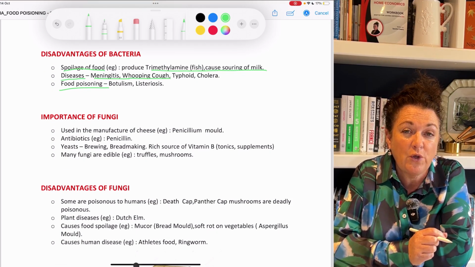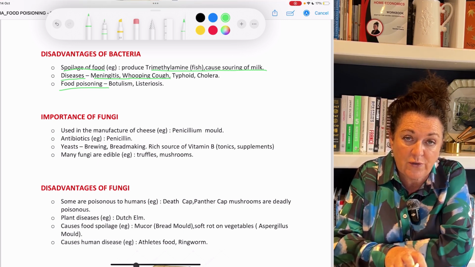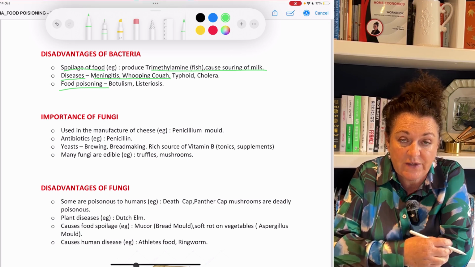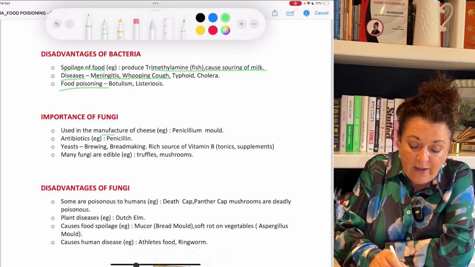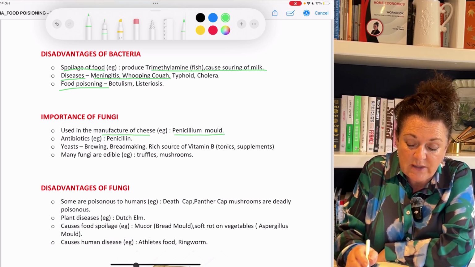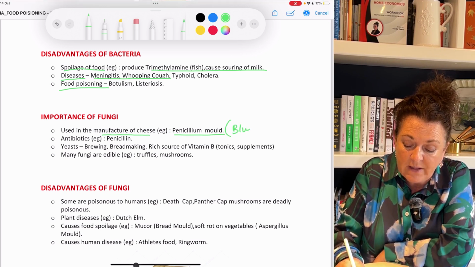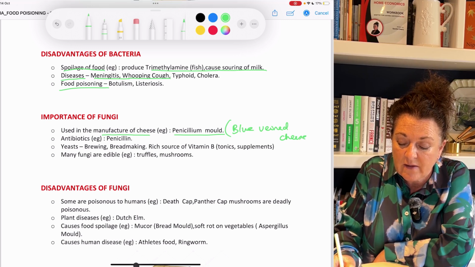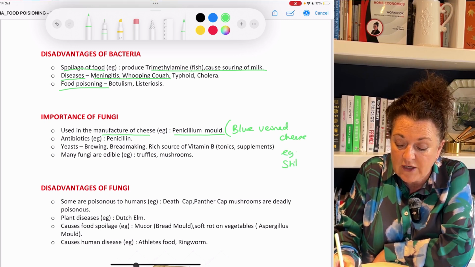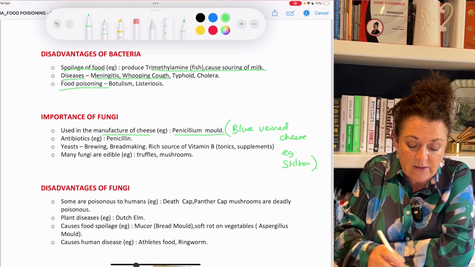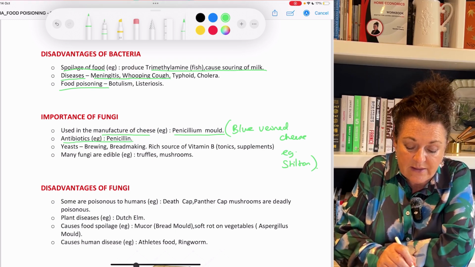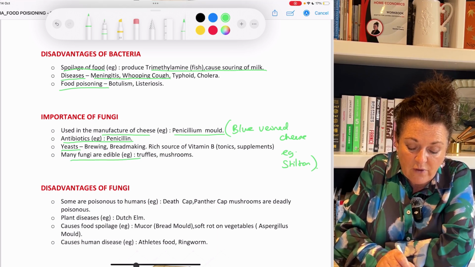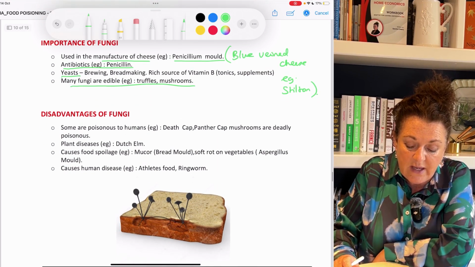In fact, I'll be giving you a very detailed note rather than just what we have here on the role of bacteria, mold and yeast in food production. So the manufacture of cheese, blue-veined cheese, the penicillium mold is used in. So blue-veined cheese like Stilton, Roquefort, Cashel Blue cheese, used to make the antibiotic penicillin, yeast used in brewing, bread making, and then edible fungi like mushrooms and truffles.